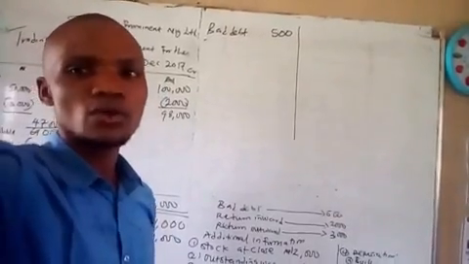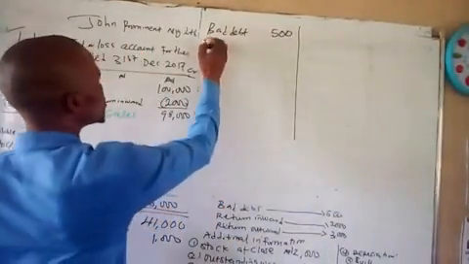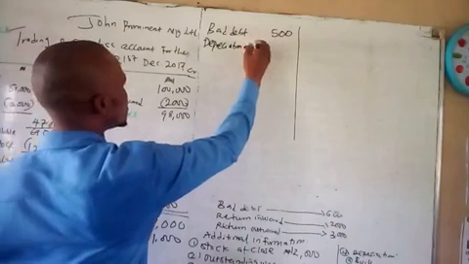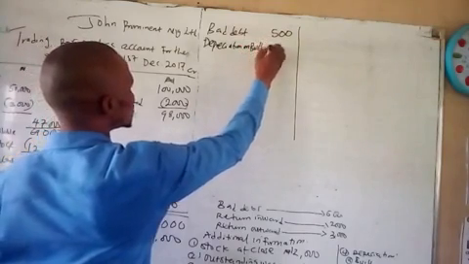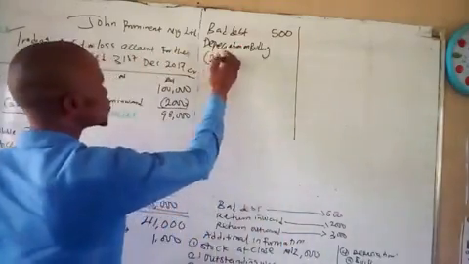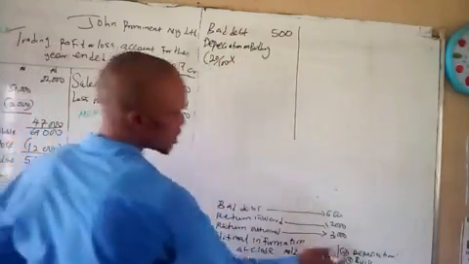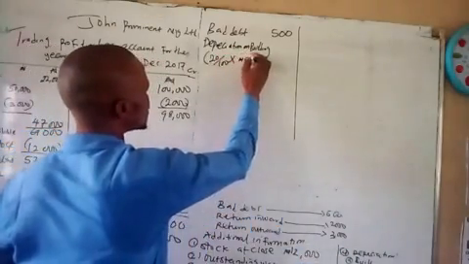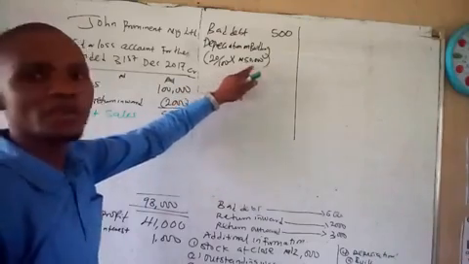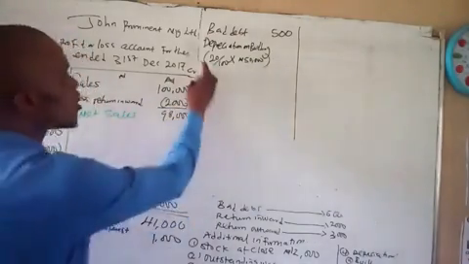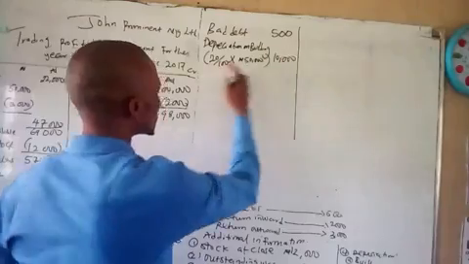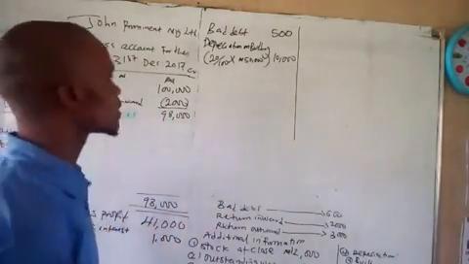Now what I'm going to do, you calculate your depreciation. We have depreciation on building. Depreciation on building is 20%. 20 all over 100 times how much? 50,000 naira. So 20 all over 100 times 50,000 naira. So 20% of 50,000 will give us 10,000 naira.